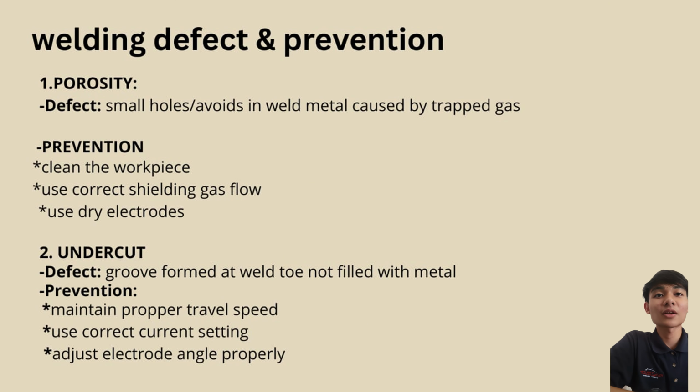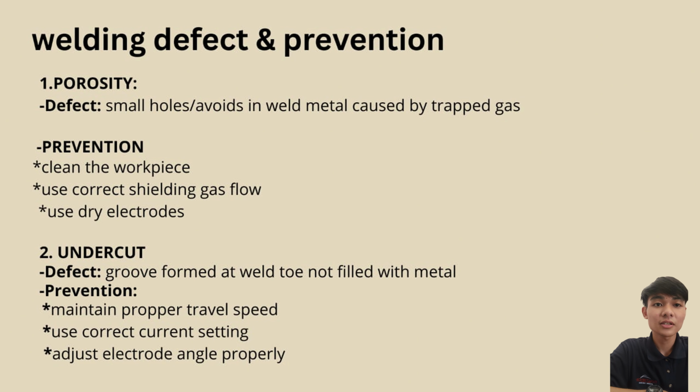My name is Muhammad Arif Hakimi. Right now, I'm going to identify common welding defects and the prevention methods. Firstly is porosity. The description is small voids or holes in the weld metal caused by trapped gas. Prevention is to ensure the workpiece is clean, use the correct shielding gas flow, and use dry electrodes.